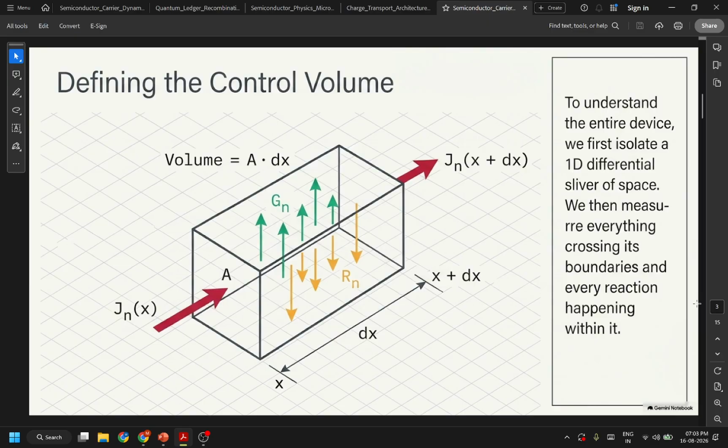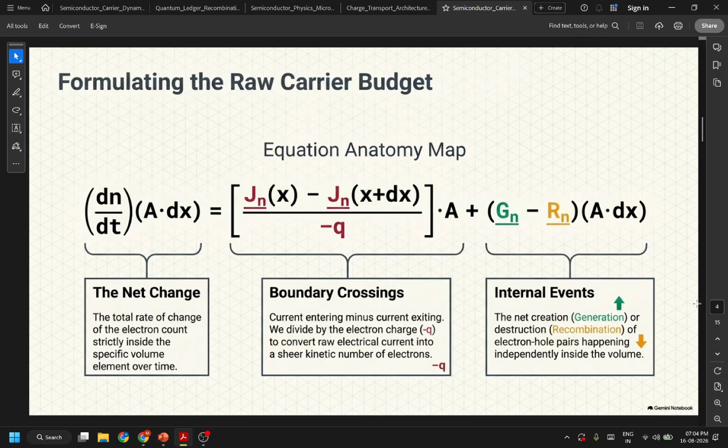The incoming current is given as J_n(x), and the outgoing current is given as J_n(x+dx). Since it's dx, we can assume the generation and recombination to be the same in the entire volume, given by G_n and R_n. So the raw carrier budget can be written as dn/dt times A dx, which is the net change: the total rate of change of electron count strictly inside this specific volume element over time, where A dx is your volume.